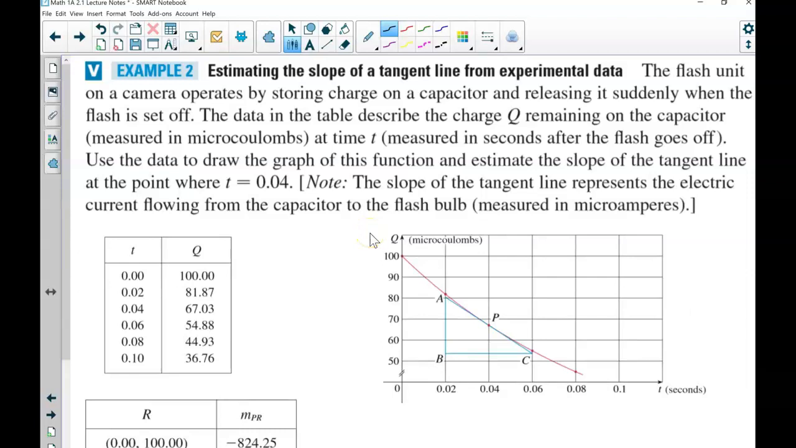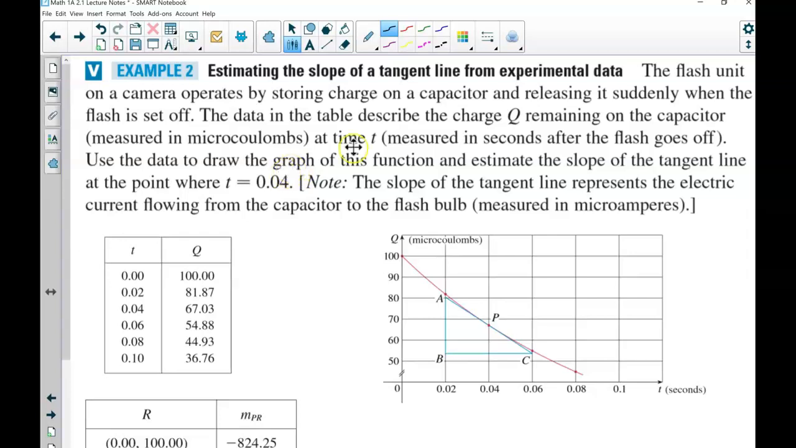Okay, now in example 2, we're going to be estimating the slope of a tangent line from experimental data. The flash unit on a camera operates by storing charge on a capacitor and releasing it suddenly when the flash is set off. The data in the table describe the charge Q remaining on the capacitor, measured in microcoulombs at time t, measured in seconds after the flash goes off.